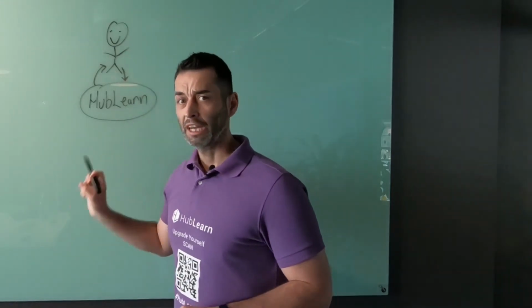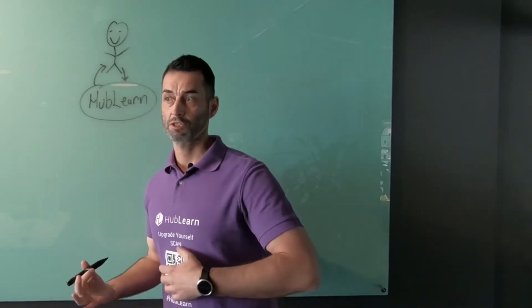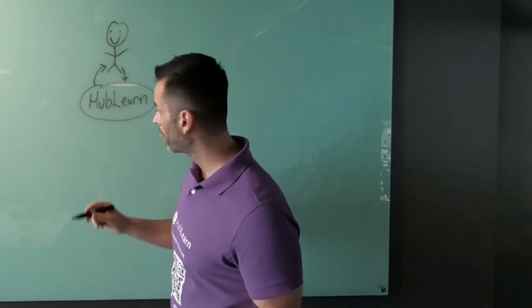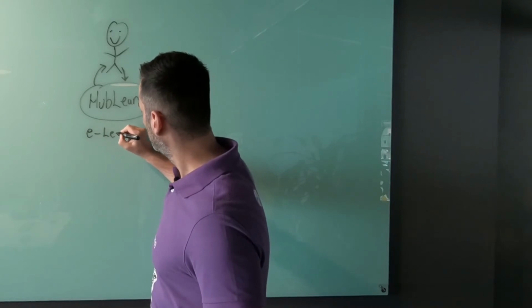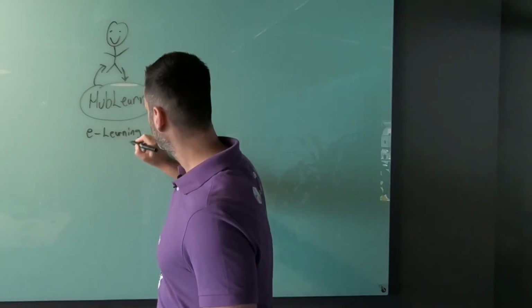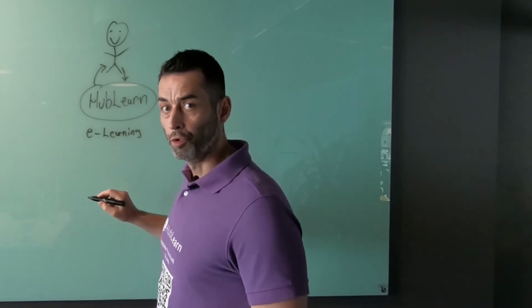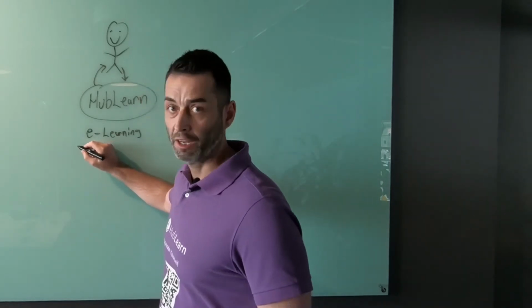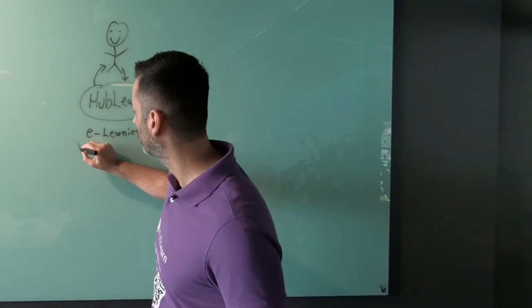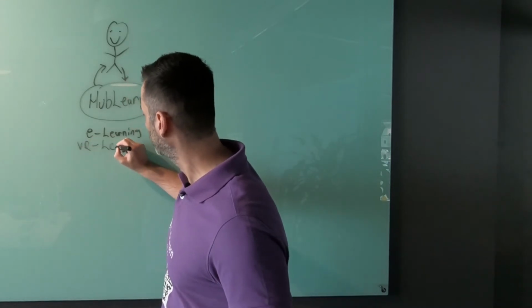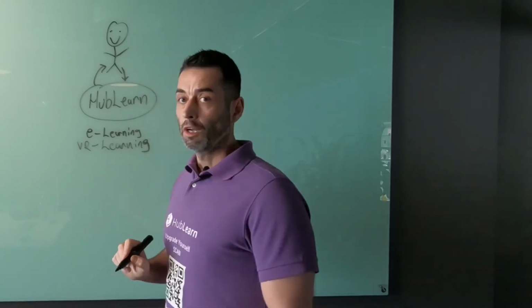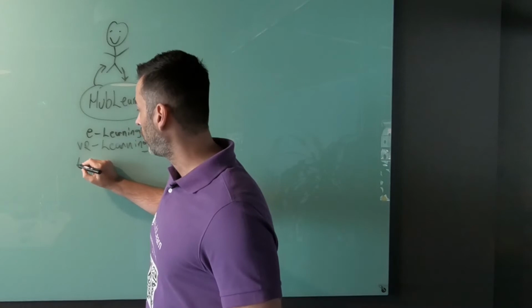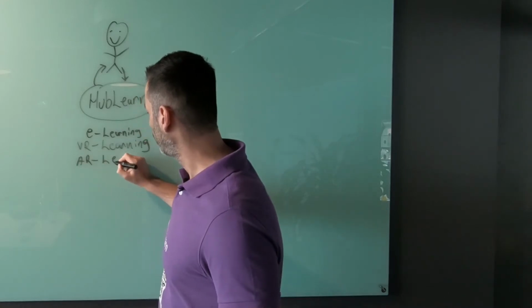How we do it and what kind of products we have is knowledge selling. We are doing online courses. We are doing it in a different way. We got the regular e-learning courses, as you know. Then we also produce and help companies and locals to do virtual reality learning. We also got augmented reality learning.